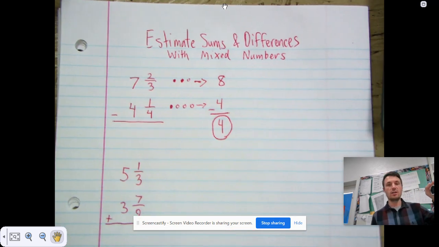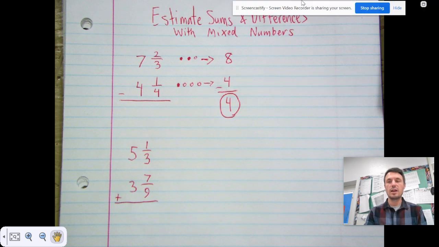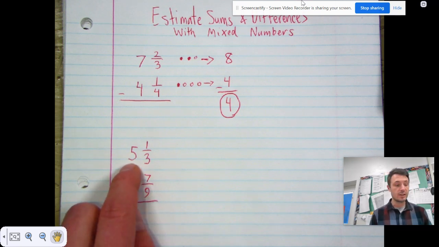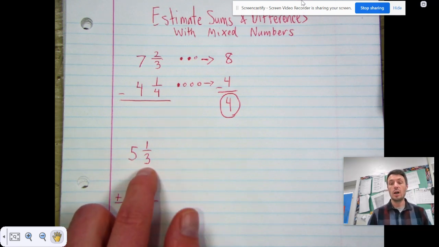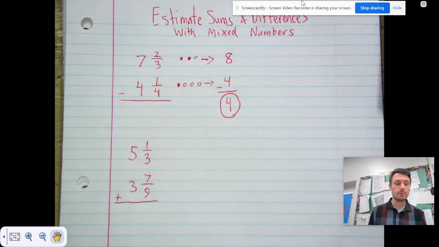Now, we don't need to find common denominators because we're not actually going to add these mixed numbers together. Instead, first we're going to round them to the nearest whole number. So if you had 5 whole pizzas and 1/3 of a sixth pizza, you have more than 5 pizzas, but less than 6. You have something in between 5 and 6 pizzas.